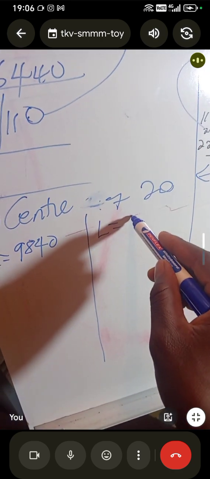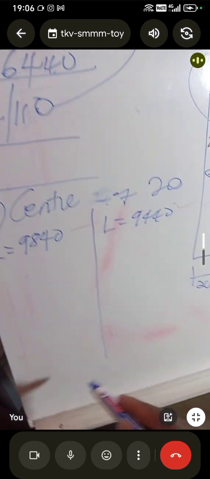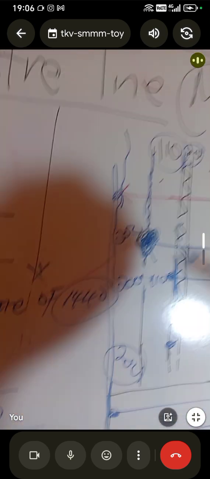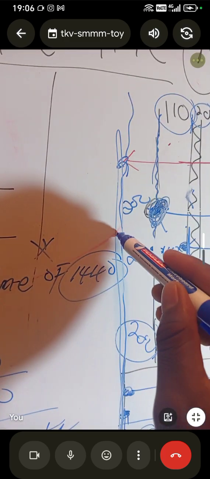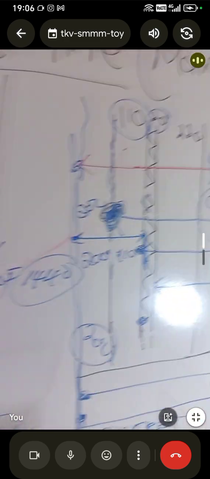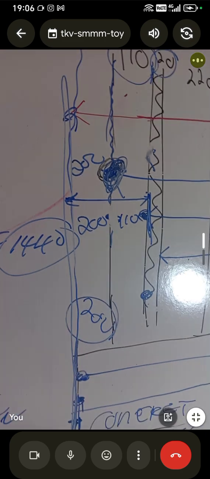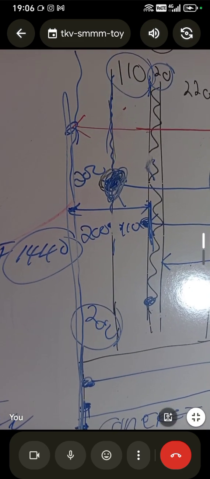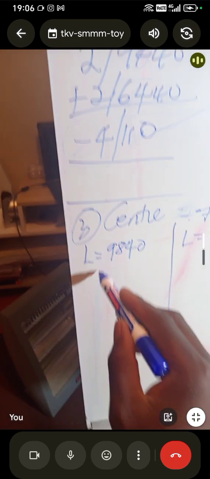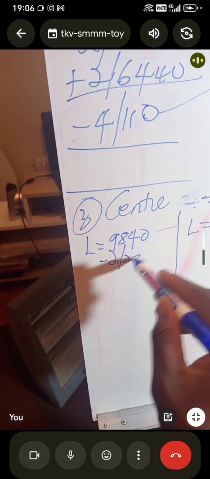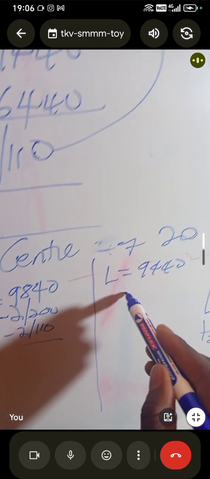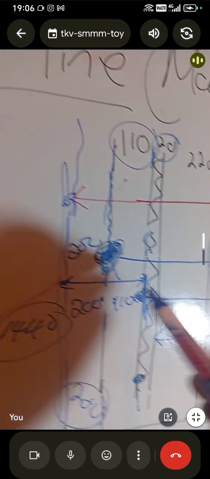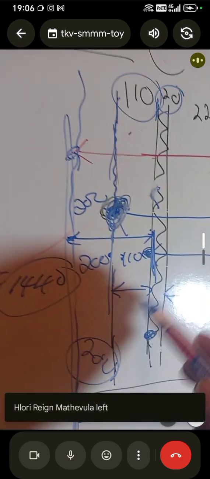Now, in this measurement, you choose this one. This one starts from here to the other side, but your aim is to reach that part. How many items are you going to subtract there to get there? 2. Which is going to be 2 of what? Of 200 minus 2 of 110. And this side, let's say you are using 9940 from here to here. How many items? 1. So you're going to say minus 110.